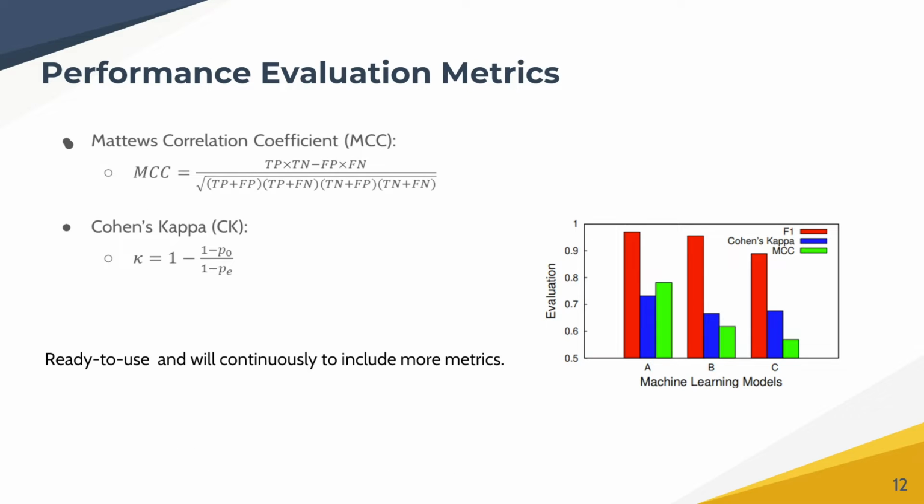And for the performance evaluation metric, currently we're using the MCC and Cohen's kappa. The reason is that we don't want this kind of data imbalance to have an effect on our evaluation fairness. As we can see from the graph here, the red bar is the F1. For highly unbalanced data, the F1 can still get a high result even if the model is not perfect. It is not perfect since their MCC and Cohen's kappa are relatively low.